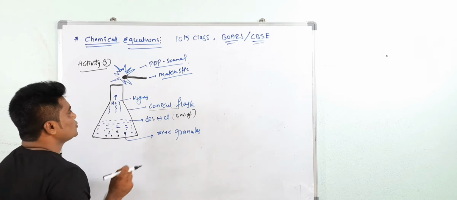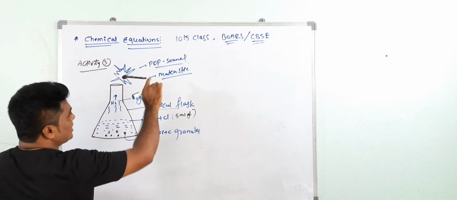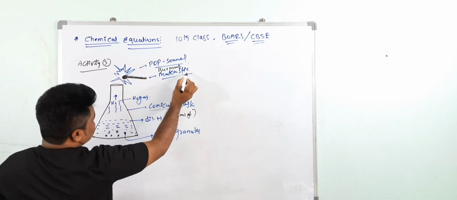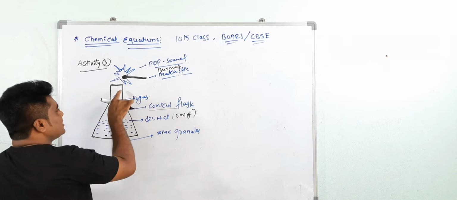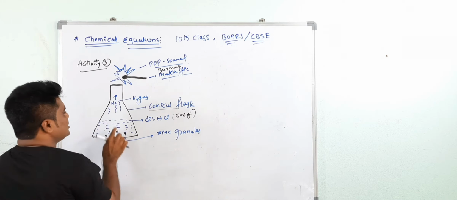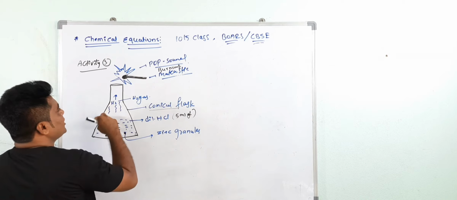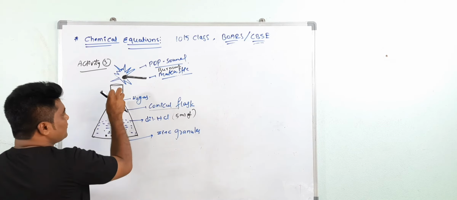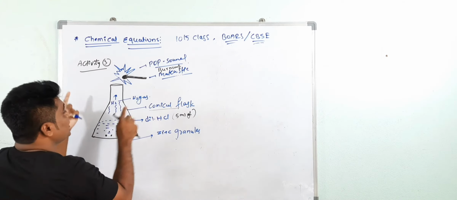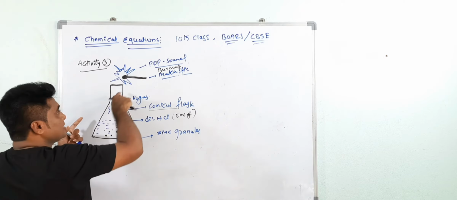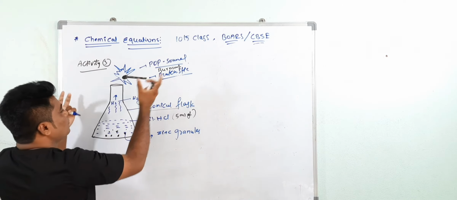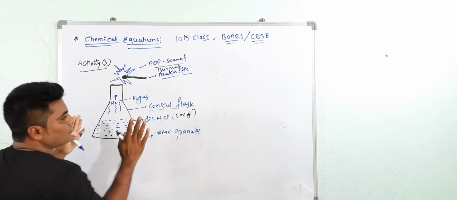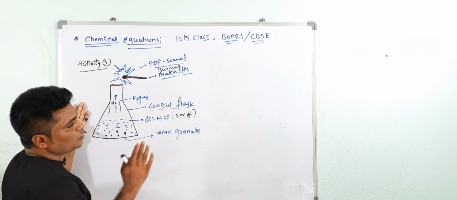H2 gas. When you put a burning matchstick near the mouth of the conical flask, this H2 gas catches the fire and immediately you can hear a pop sound. Due to this evolution of H2 gas, the burning matchstick gives the pop sound. The hydrogen gas catches the fire and gives the pop sound. Okay, this is one activity to show the chemical reaction.